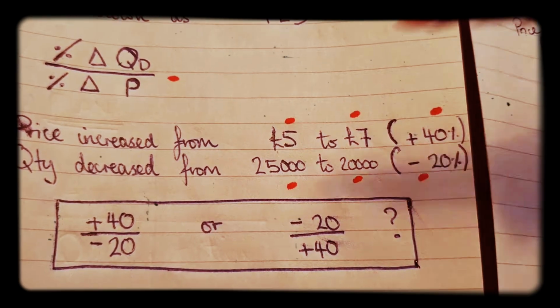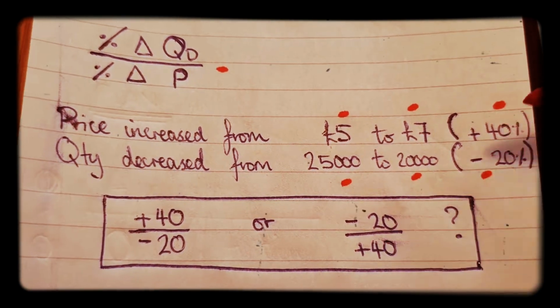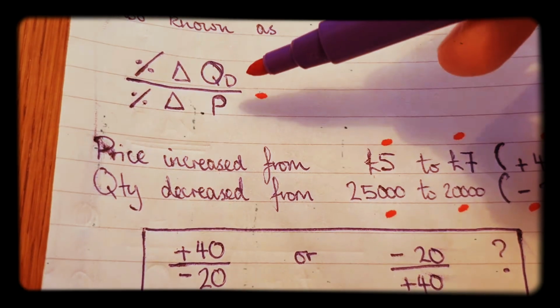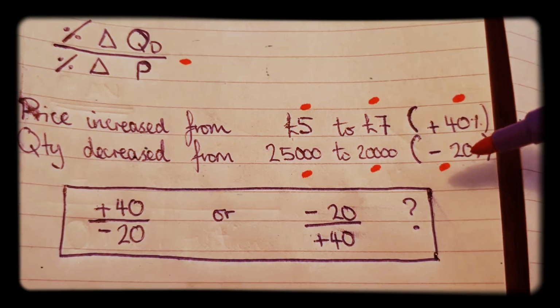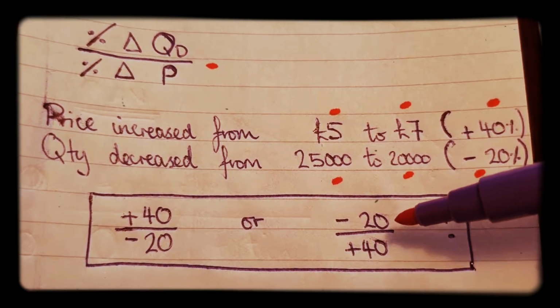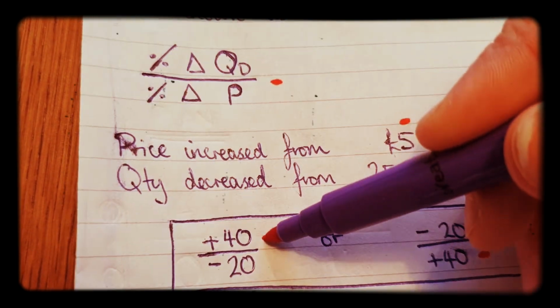So which of these would it be? Would it be that one or would it be this one here? So plug the numbers in. So the quantity demanded has to be at the top. So the quantity demanded decreased by minus 20. So it's going to be this one here. This one here is incorrect.